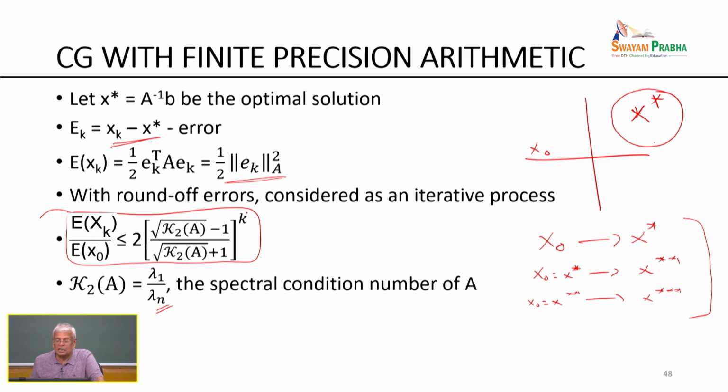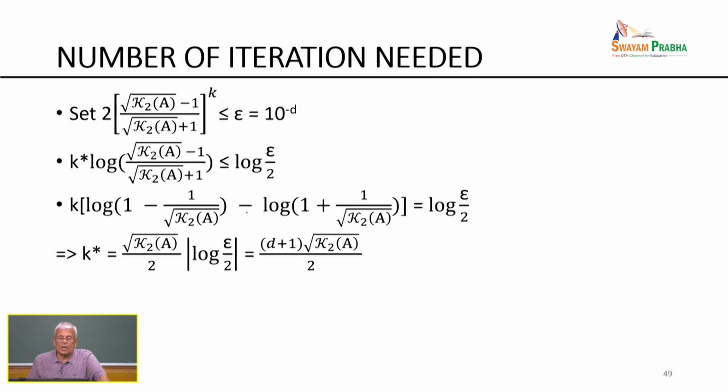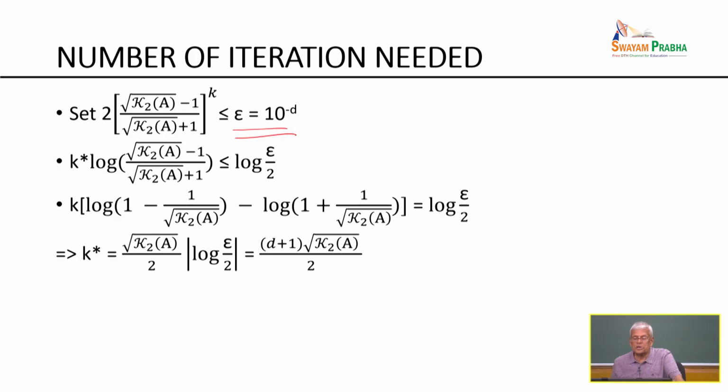There is no zigzag behavior here. So, I can also compute the number of steps needed by setting epsilon equal to 10 to the power of minus d. So, this is the expression. I want this to be less than 10 to the power of minus d. So, if I take the logarithm of this equation, I get this relation. Therefrom, I can say k star is equal to (d plus 1) times square root of kappa_2 by 2. This relation can be very easily established. That is a homework problem for you to verify.